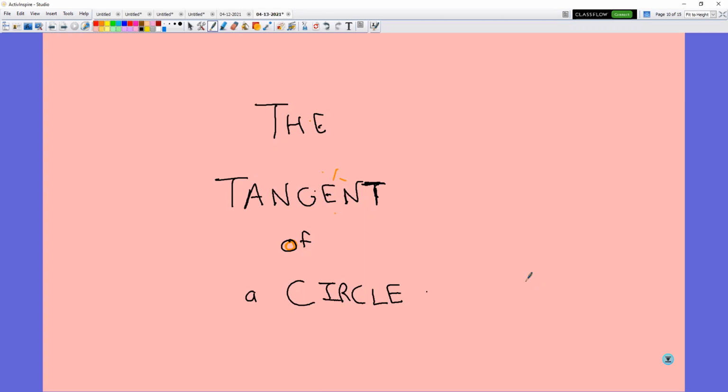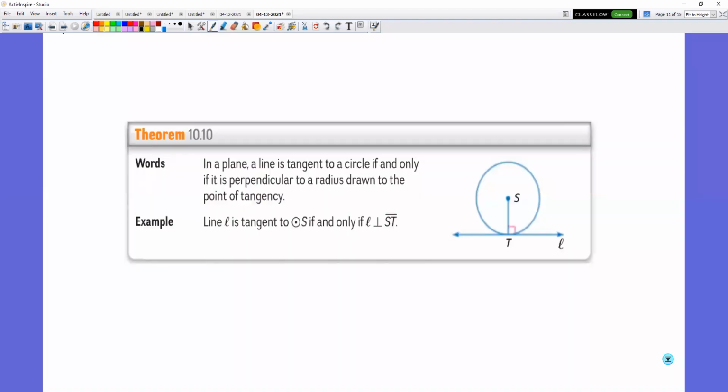Let me show you what a tangent of a circle is. Basically, a tangent of a circle touches a circle at one point. So this line right here, which is line L, and I know this doesn't look like a circle because I kind of inverted this slide a little bit, but this line L, which passes through T right here, represents the tangent because it touches the circle exactly once.